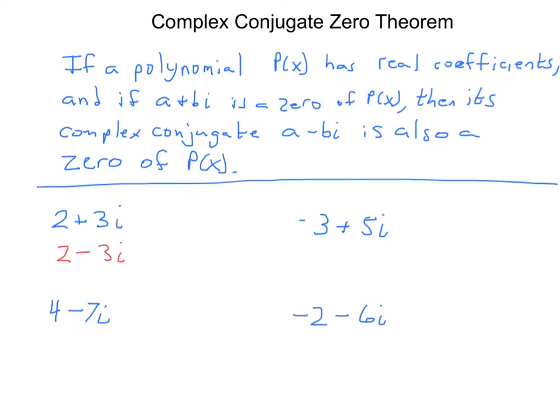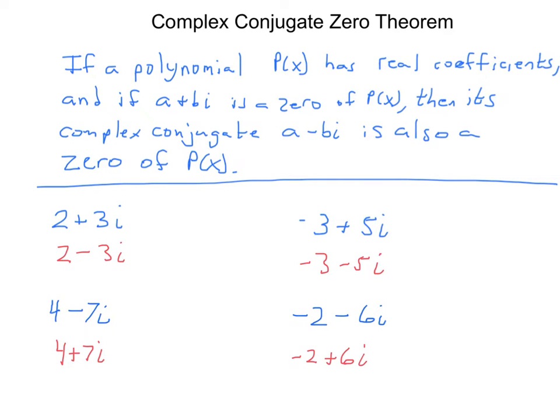The complex conjugate for 4 minus 7i is going to be 4 plus 7i. The complex conjugate for negative 3 plus 5i is negative 3 minus 5i. And the complex conjugate for negative 2 minus 6i will be negative 2 plus 6i. So hopefully you got those correct, and if not, take a look at those and make sure you understand why you missed them, and make sure you understand what you should have done.